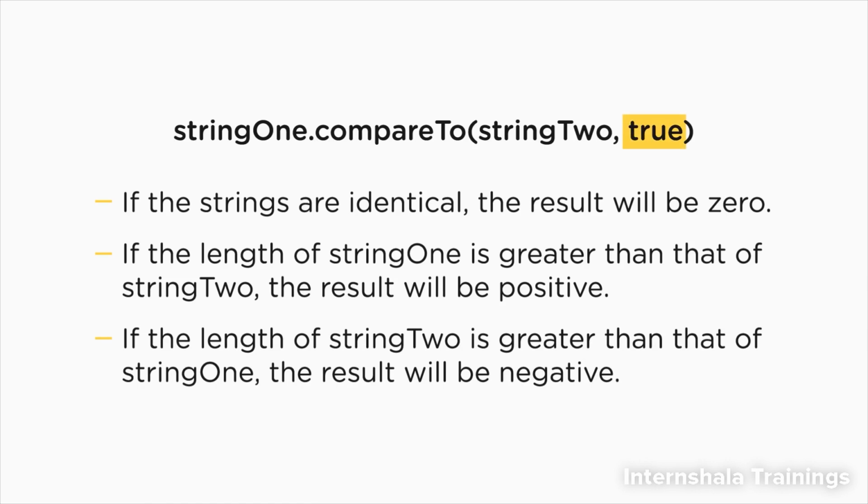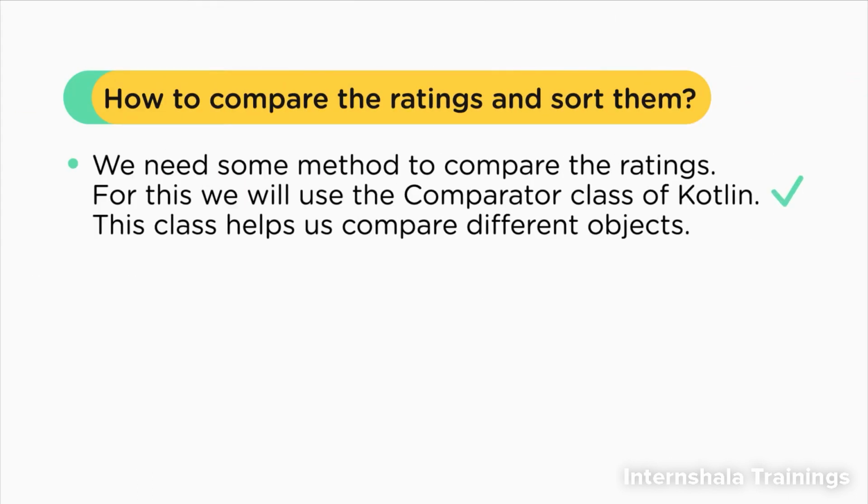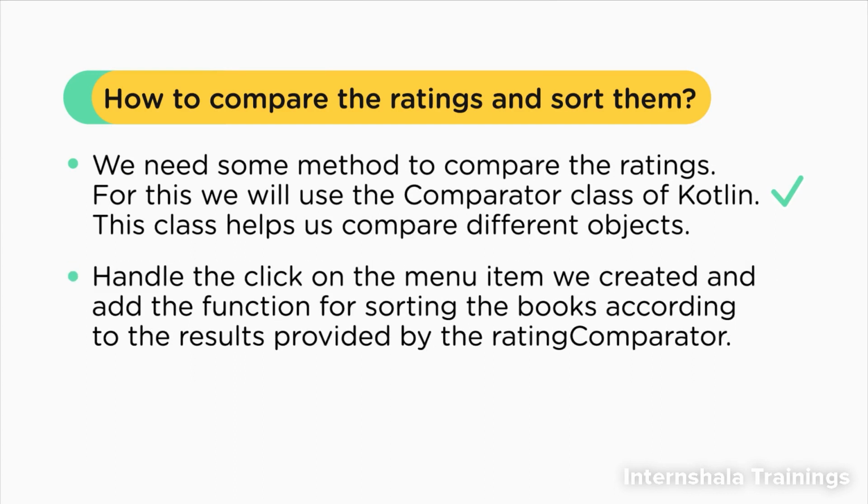Now here, this boolean value is given to ignore the cases of the strings that are being compared. Of course, for ratings, it's not really required, but it's useful while comparing strings. So we have created this ratingComparator variable to compare the ratings of two book objects. The next step we need to do here is to handle the click on the menu item we created and add the function for sorting the books according to the results provided by the rating comparator.